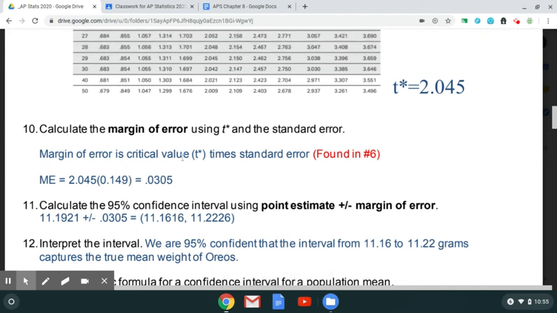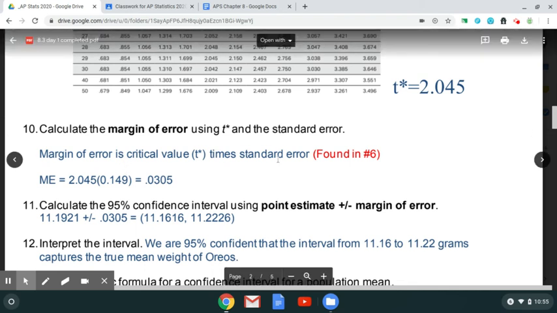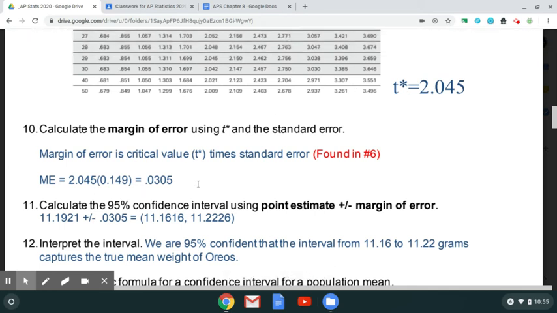So the margin of error is your critical value times your standard error, which we found in number 6. So this 2.045 that we just found from the table times 0.149 gives us 0.035. That's our margin of error.